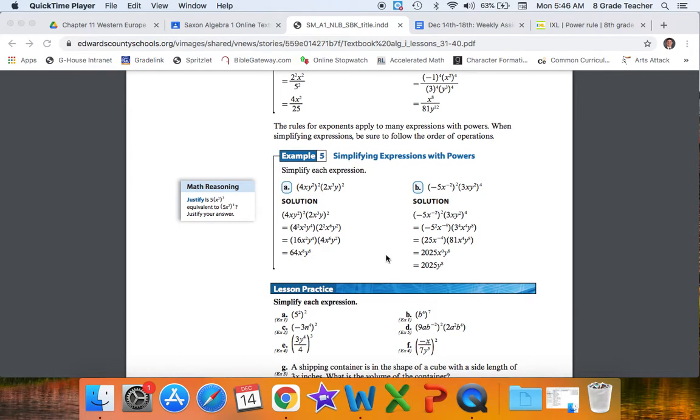Now the only thing that's different about example B is that there's a negative applied here. Remember, when there's an even number of negatives, it's going to cancel out and become positive. If there's an odd number of negatives, it will remain negative.